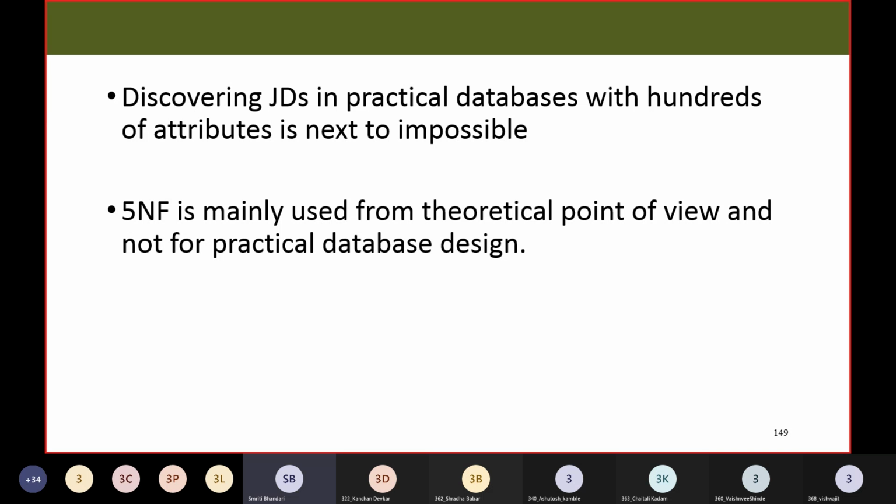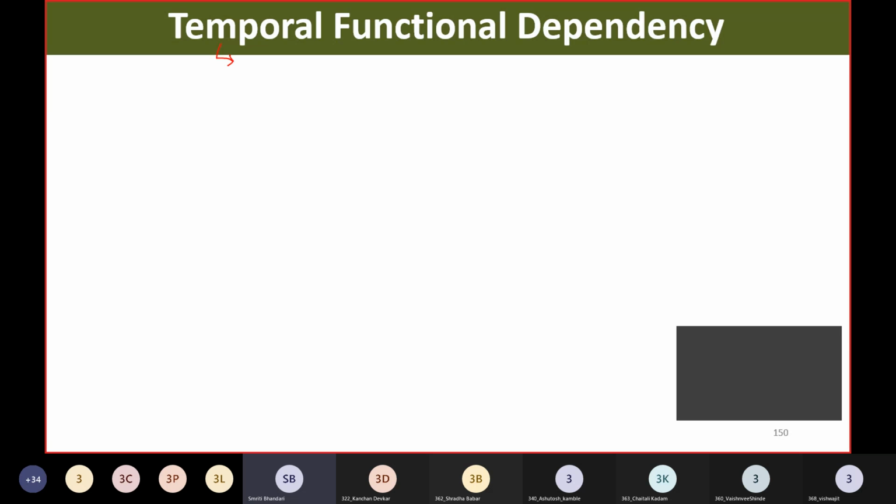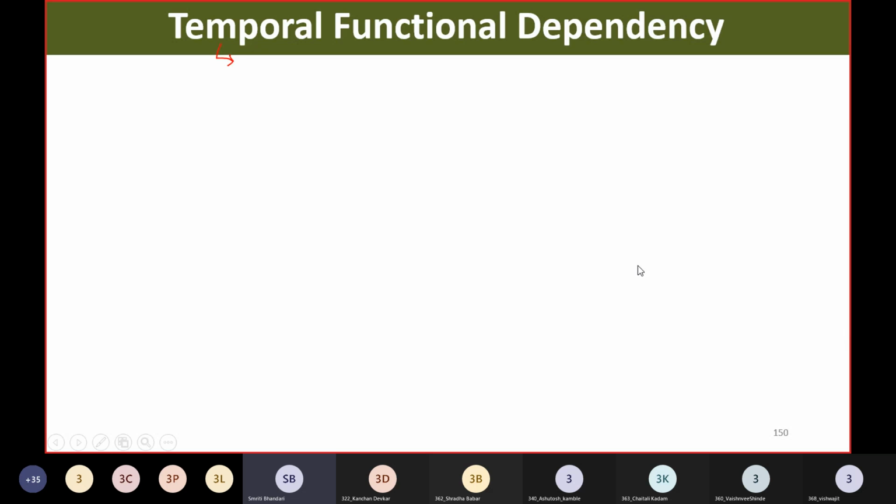Right? So I hope you must have understood the join dependencies and the definition of fifth normal form. Now, the last point that I want to discuss is the temporal functional dependencies. The meaning of this word temporal is with respect to time. So, if we are considering any facts, any details with respect to time, then we say that these are temporal facts. Similarly, we have temporal functional dependency.